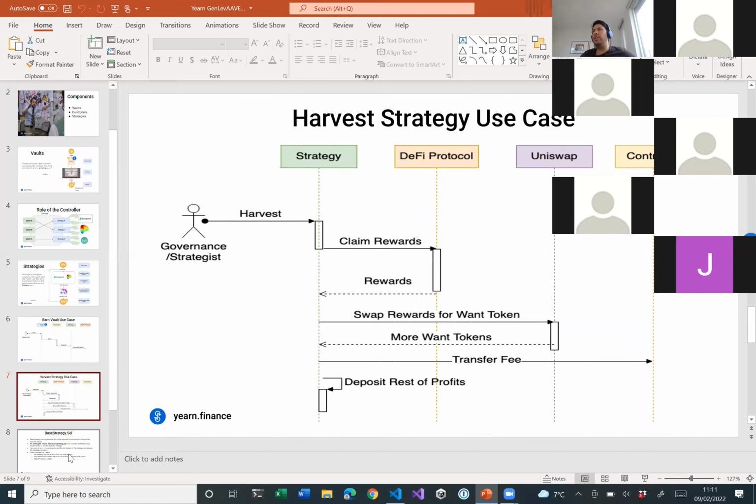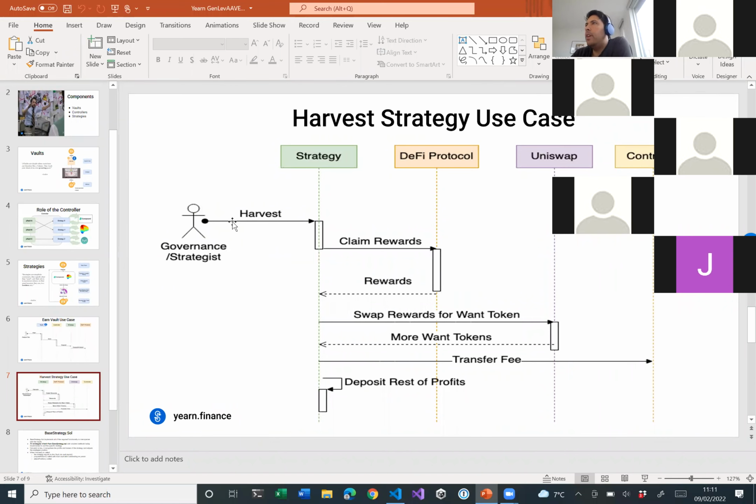Another important function is the harvest function. It's contained within the strategy, and we'll see that later on one specific strategy. As the name suggests, harvest is essentially claiming rewards. So in our example earlier, you'd be claiming COMP tokens.